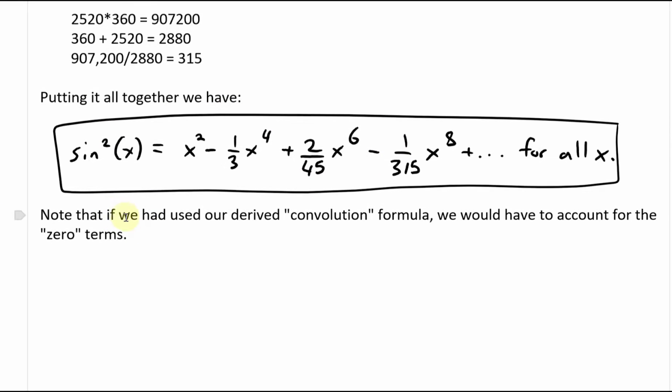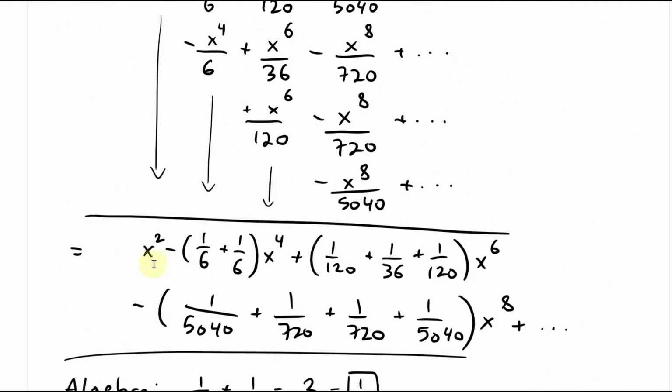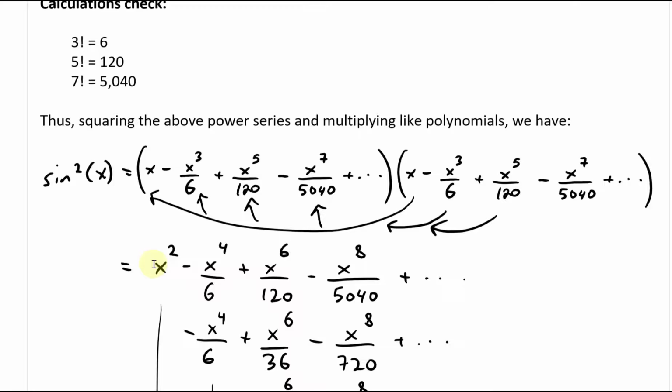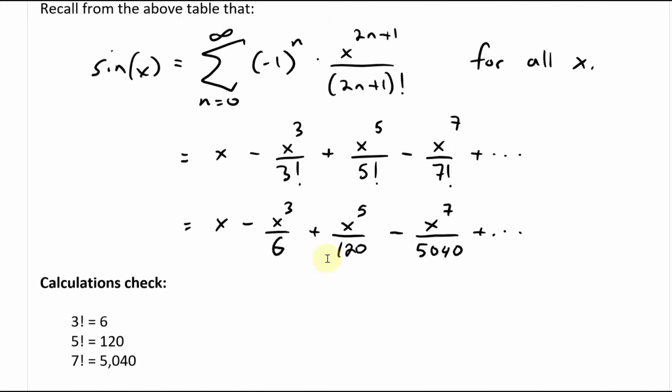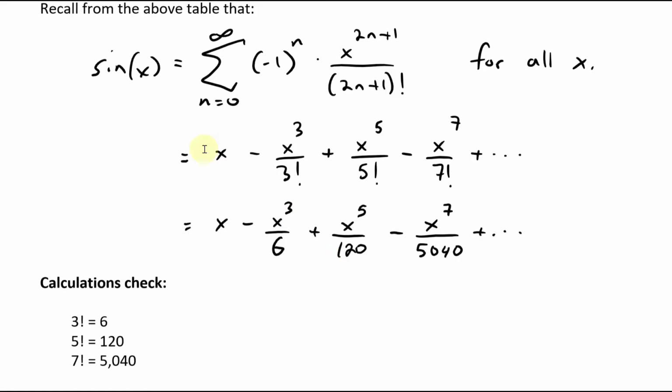Now note that if we had used our derived convolution formula, we would have to account for the zero terms. Let's do that to show you the difference. Scrolling up, this was the series right there. So let's use the other derived formula.